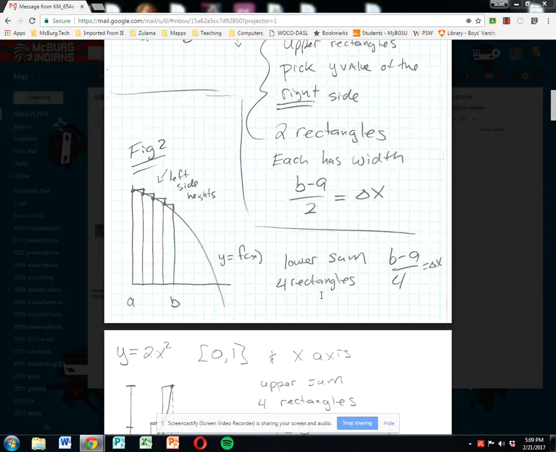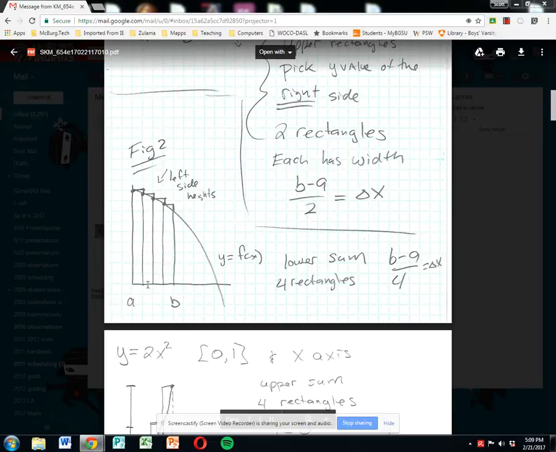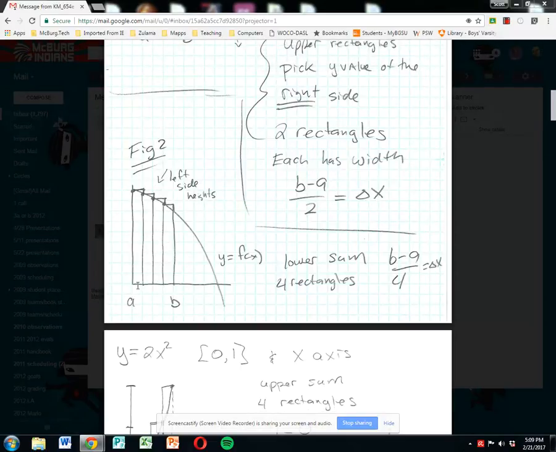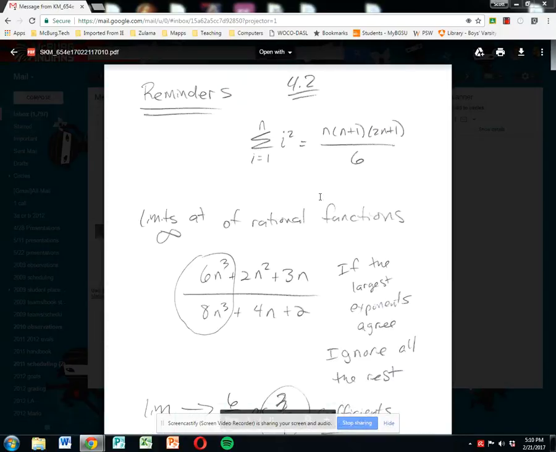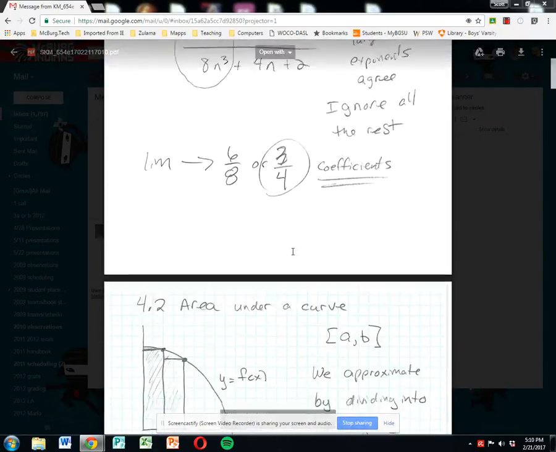All right, and again, let's talk about this delta x thing. This length of the interval, b minus a, over the number of rectangles gives us something called delta x, which is going to be the width of each of these particular rectangles. It is also going to be the basis of the substitution when we start putting it into the formulas like this that we talked about before.